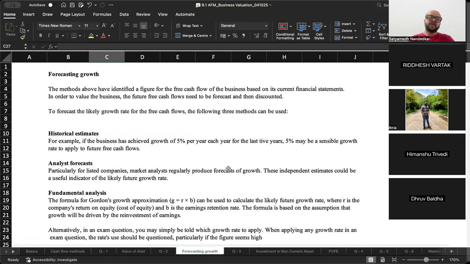Now when we are talking about, see, we did discuss forecasting growth, how that is in real life. In real life also, when we make valuations, we do a thorough study.